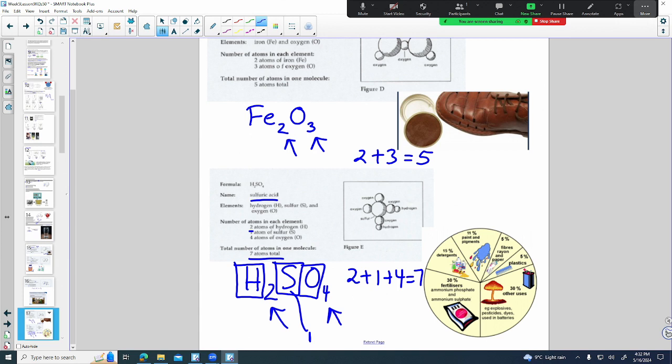So this one is used for 15% of detergents, 30% for ammonium phosphate and ammonium sulfate, so for fertilizers. Paint and pigments, 11% contains sulfuric acid. Other uses: explosives, pesticides, dyes. It's also used in batteries.